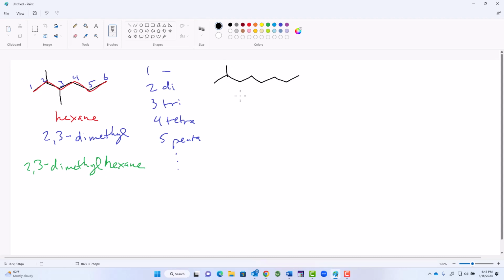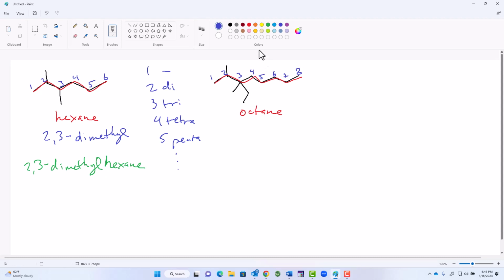Where we have this, this, and this. So again, we would try to find our parent chain, and we see that it's right here: 1, 2, 3, 4, 5, 6, 7, 8. So our parent chain is going to be octane. We have to decide which way to number it, and I kind of already gave it to you, but we're going to be numbering left to right so that these three substituents are at the lowest possible positions. So we have 1, 2, 3, 4, 5, 6, 7, 8.